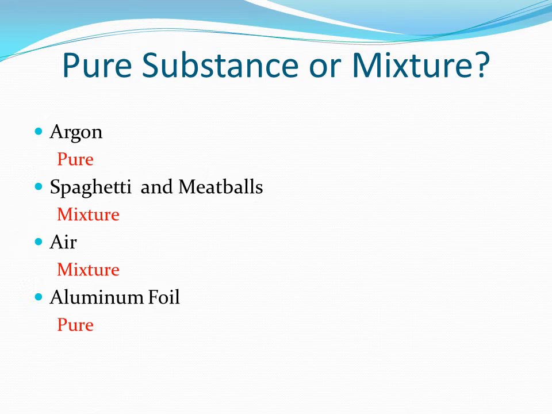So argon is considered a pure substance. It is just the element argon. Spaghetti and meatballs, that's of course a mixture. Air, as I said, it's made of nitrogen, oxygen gas, several other trace gases. So that's a mixture. And aluminum foil. Aluminum foil is made of aluminum, so it's pure.